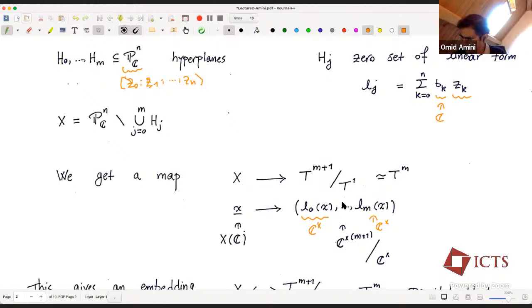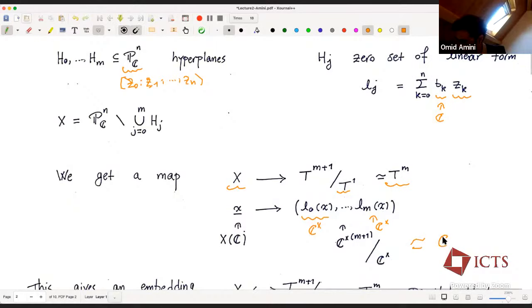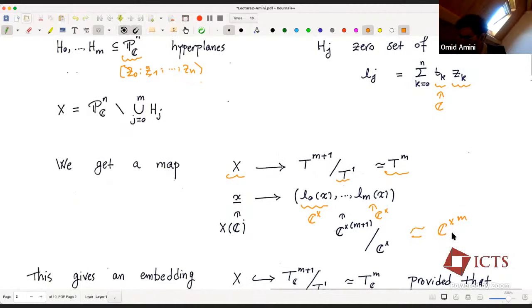So this gives you a map from this complement of the hyperplane arrangement to this torus. This is the quotient of T power m plus 1 by the diagonal action of the torus of dimension 1. And so by fixing one of the coordinates to be equal to 1, you can see that this is basically isomorphic to an algebraic torus of dimension m. So the C points are isomorphic to C star power m.